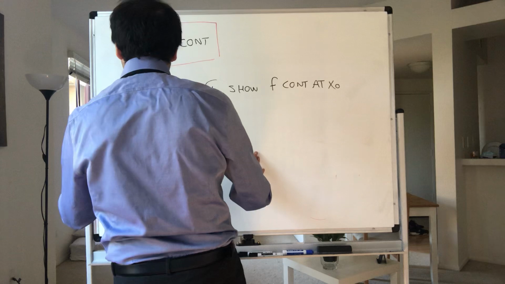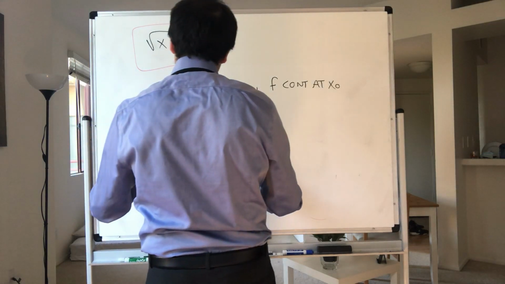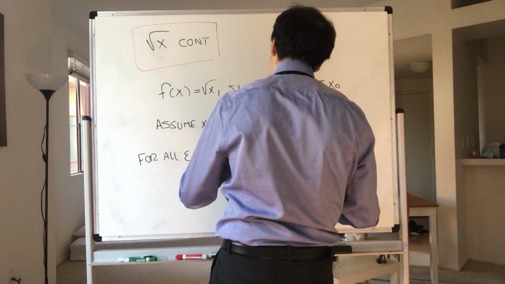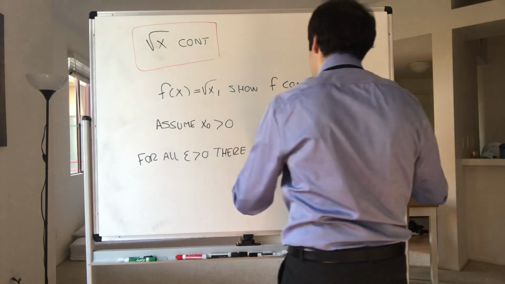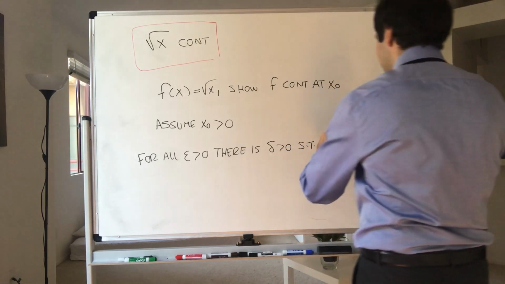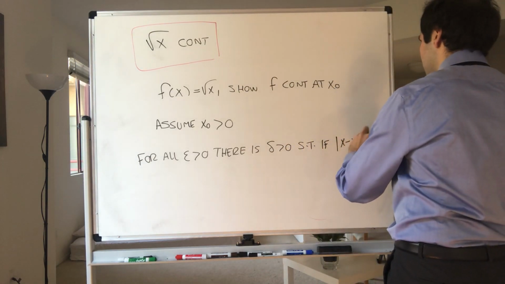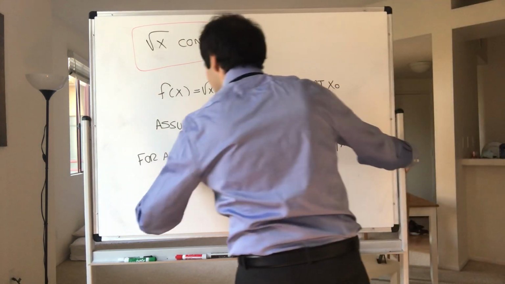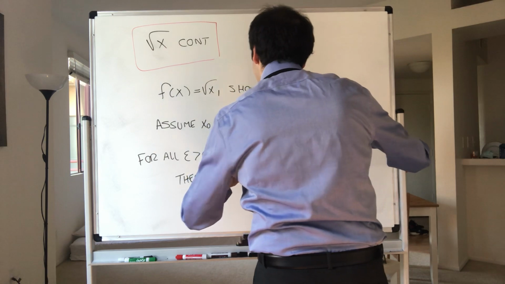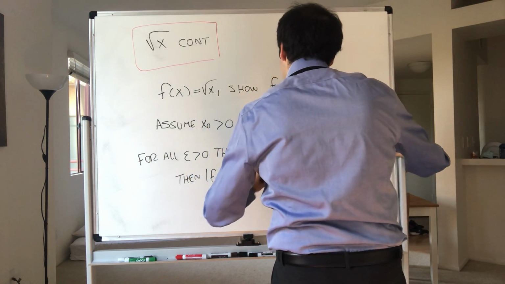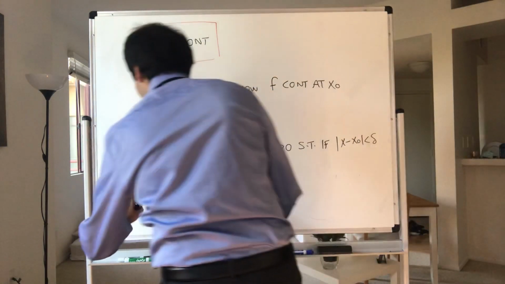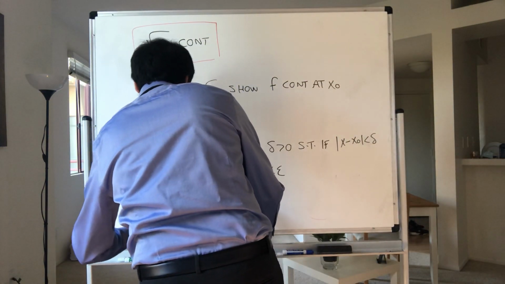And again, what do we need to show? We need to show that for all epsilon, there is delta such that if |x minus x naught| is less than delta, then |f of x minus f of x naught| is less than epsilon. All right, so step one. Again, finding Nemo, so finding delta.